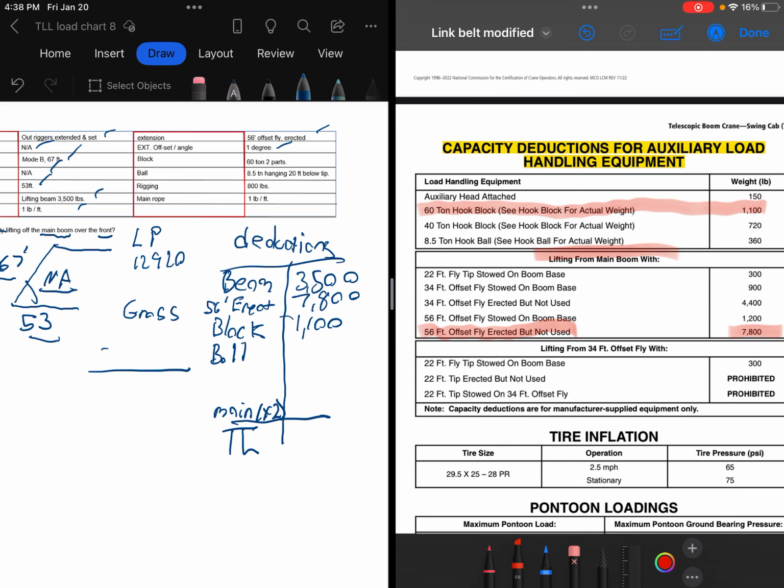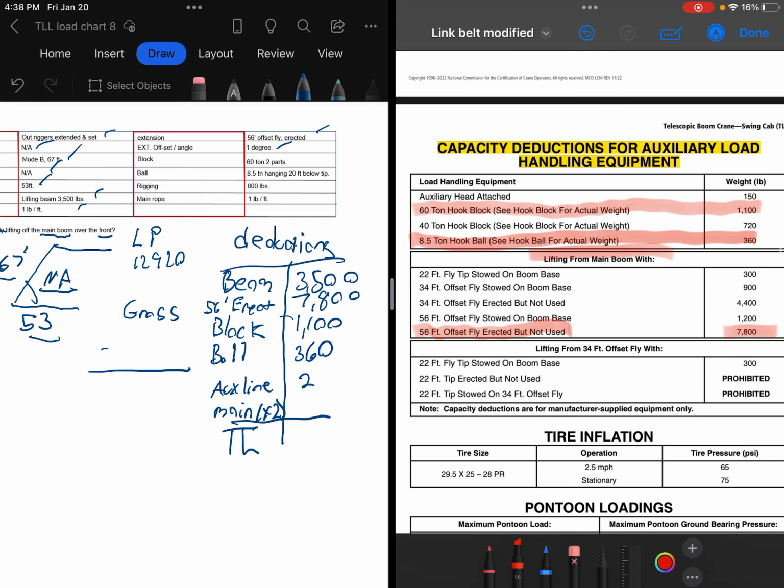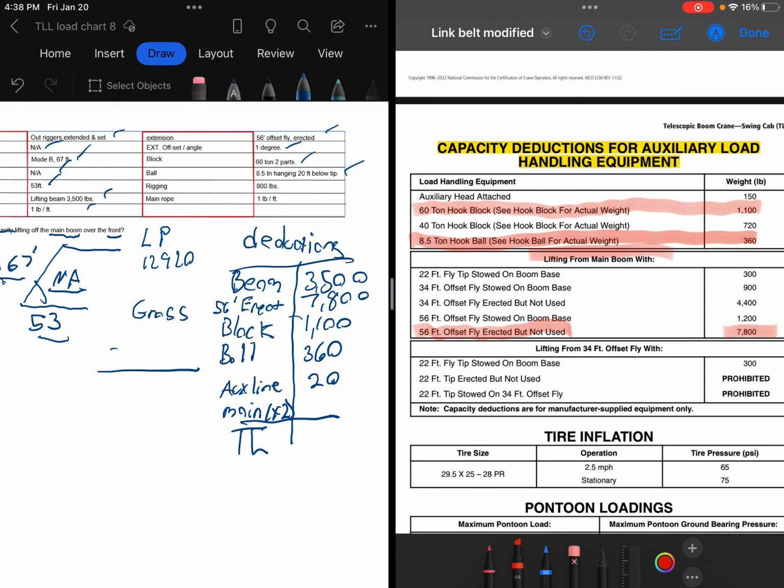So the ball, which is that ball? 360 pounds. Headache ball, 8.5 ton headache ball, 360 pounds. All right. Auxiliary line, 20 feet below tip. It's one part of line. It's 1 times 20 equals 20. And rigging is 800. I have to kind of squeeze it in here. Didn't leave myself quite enough space.